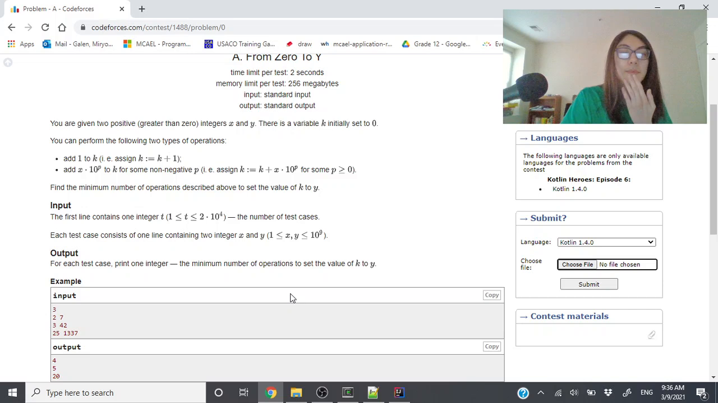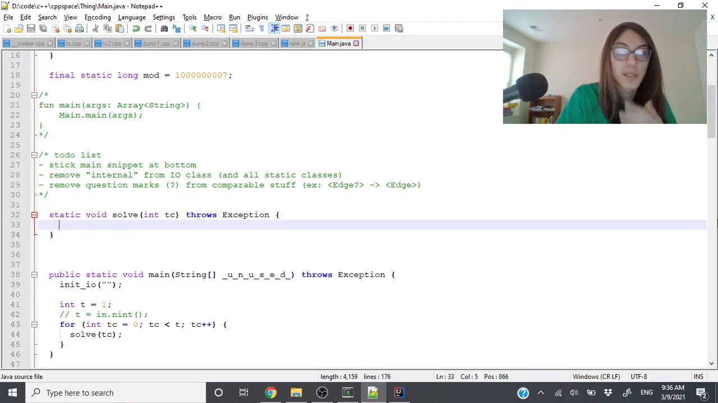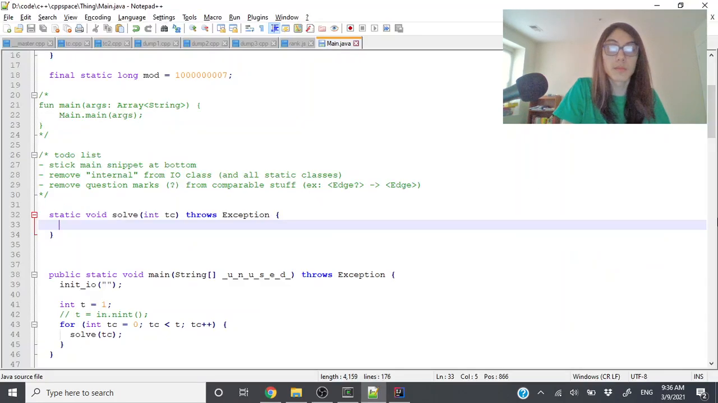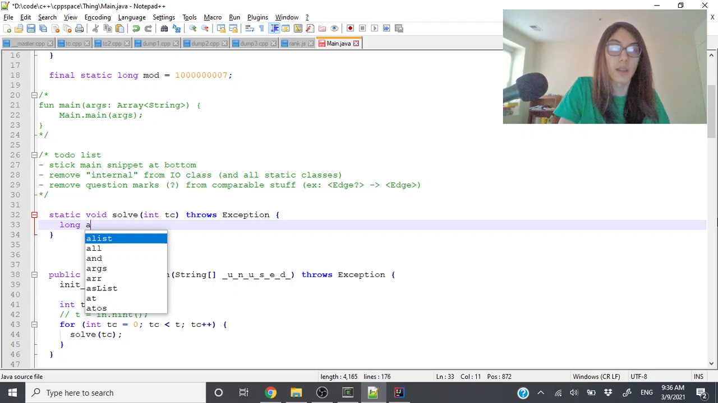So let's go. Given two numbers x and y, there's a variable. You can add 1 and you can add x and change it to y. X times 10 to the p. Okay, so try all the largest p's, I guess. Let's see, how does this work? Long ans equals 0.